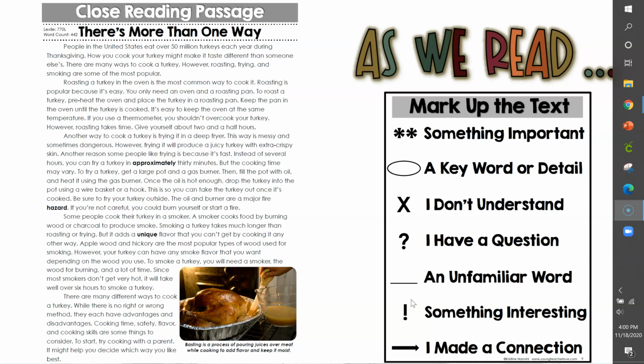Are you guys ready to read the text? There's More Than One Way. Let's jump on in. People in the United States eat over 50 million turkeys each year during Thanksgiving. How you cook your turkey might make it taste different than someone else's. There are many ways to cook a turkey. However, roasting, frying, and smoking are some of the most popular. What is the topic of this text?